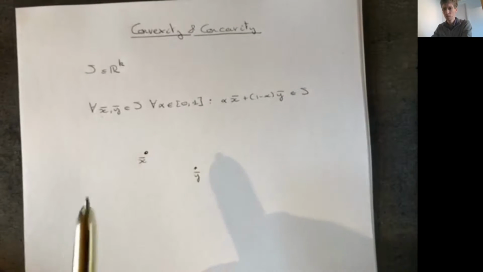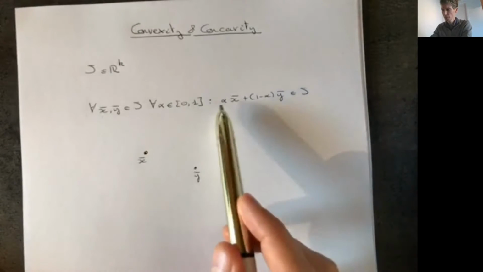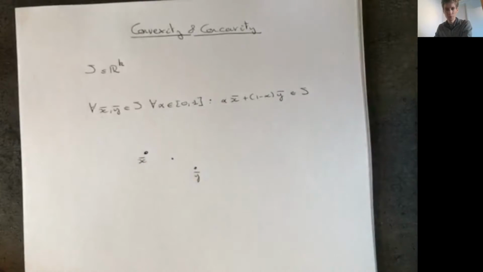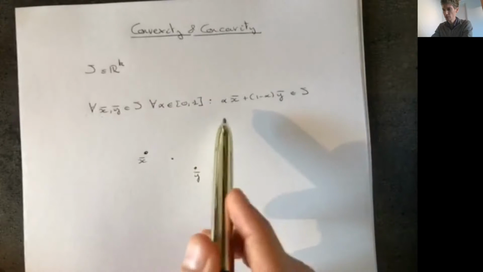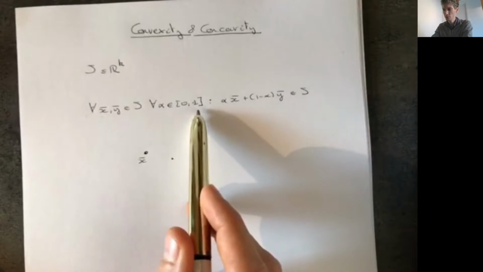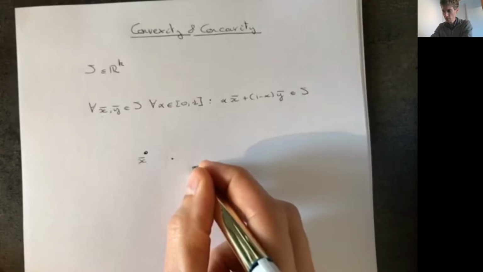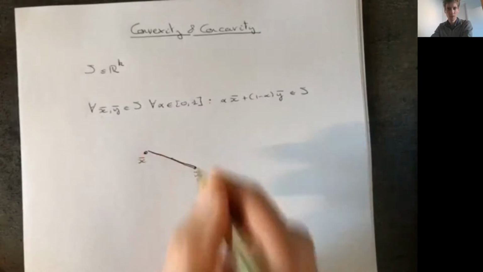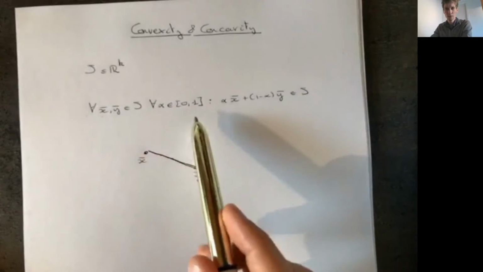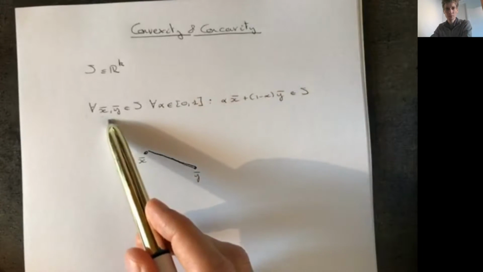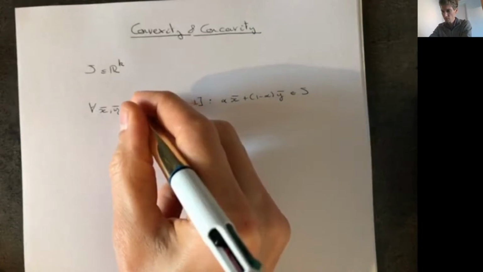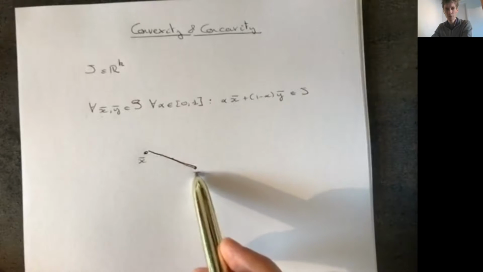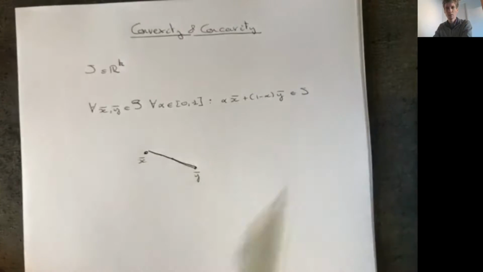So what would happen if I, for example, plug in alpha equal to 1/2? Then I have 1/2 times x plus 1/2 times y, which is exactly the midpoint between x and y. And you see that if alpha varies between 0 and 1, then basically you are going to take all the points on this line segment between y and x. So basically this definition means that if I have an x and y in the set S, then any point or any vector on the line segment between x and y also has to be in the set S.